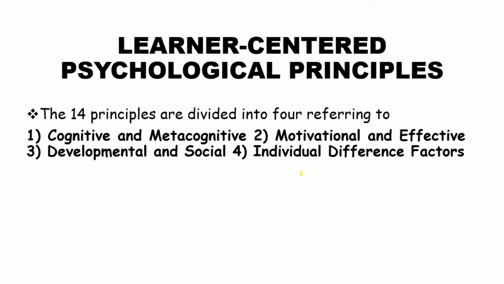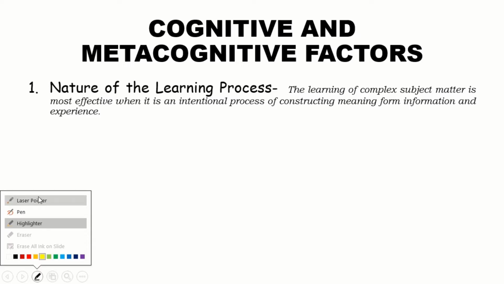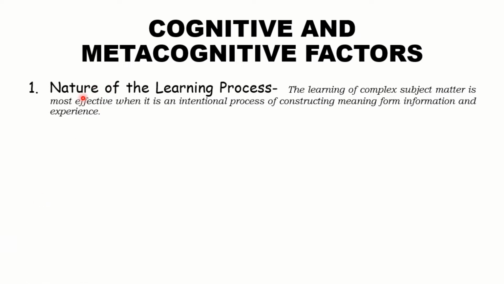To tackle these principles, let's proceed first to the first category, which is the cognitive and metacognitive factors. Number one is the nature of the learning process. It says here that the learning of complex subject matter is most effective when it is an intentional process of constructing meaning from information and experience.